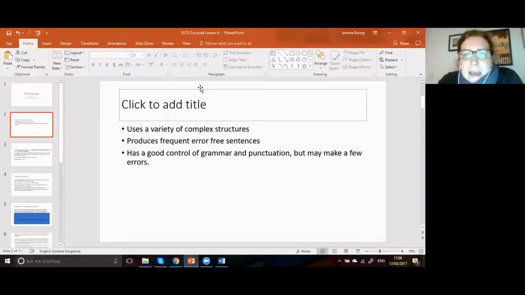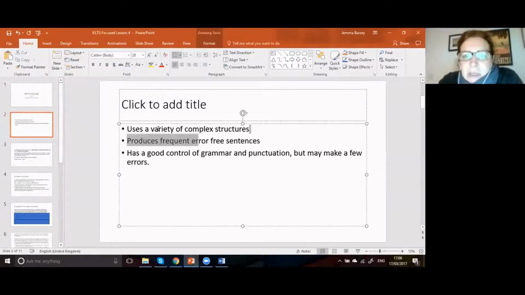So at band 7, you have to be able to use a variety of complex structures. And the main thing would be producing frequent error-free sentences. This is where a lot of people are going to fall down, in the number of errors. You can make a few mistakes, a few.